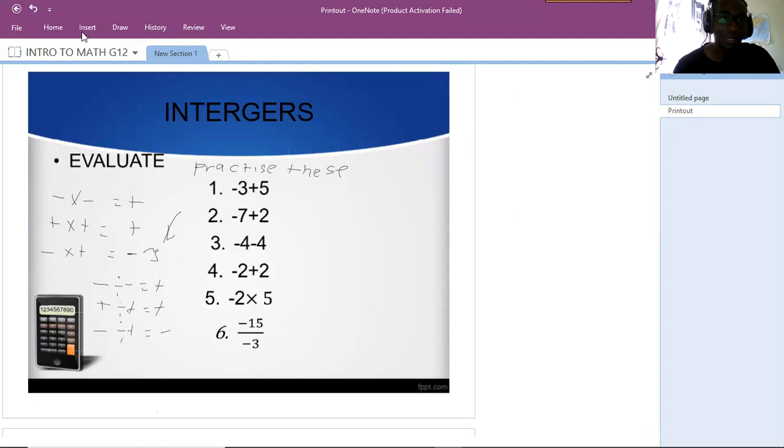All right, so let's take a look at this one. This one's interesting. Question 3 says negative 4 minus 4. This one's a bit interesting.